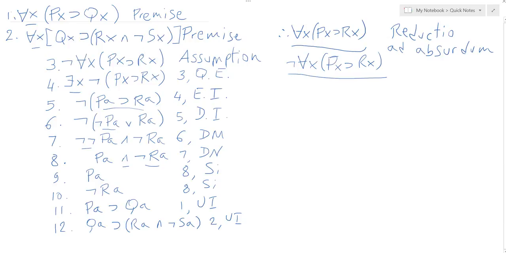Hi, so in this video we will finish this long proof that we were working on in the previous video, number 7. So let's see, at some point we were able to get a conjunction on line 8, and that is always a good thing because you can break a conjunction apart by the rule of simplification.